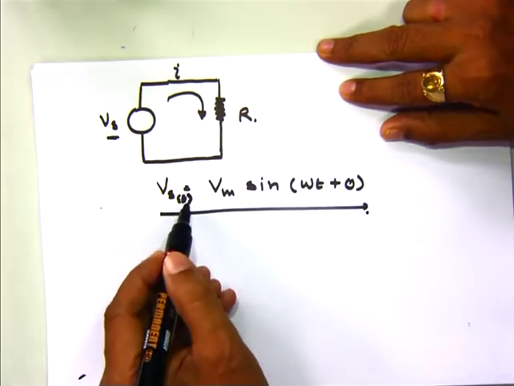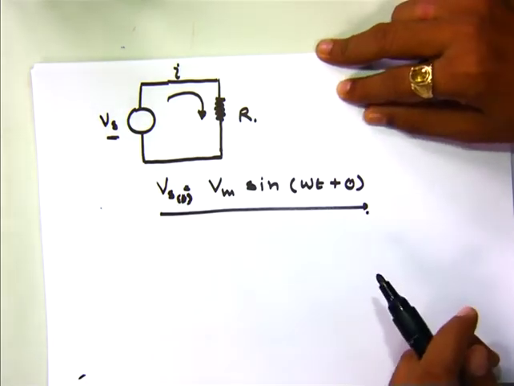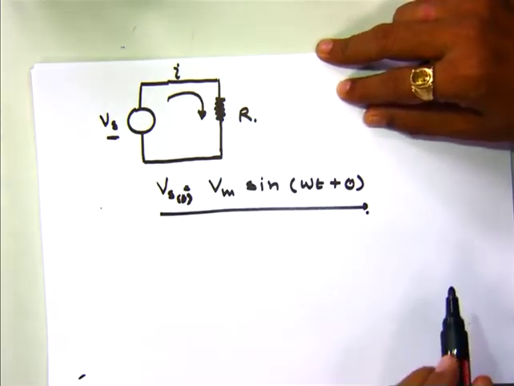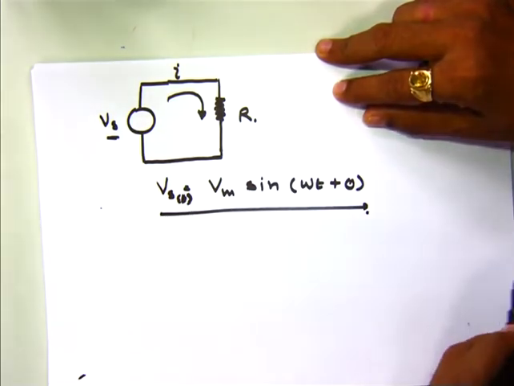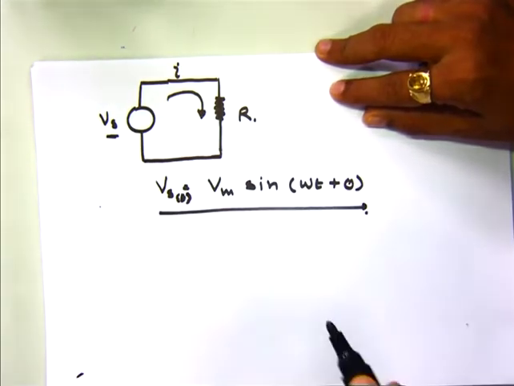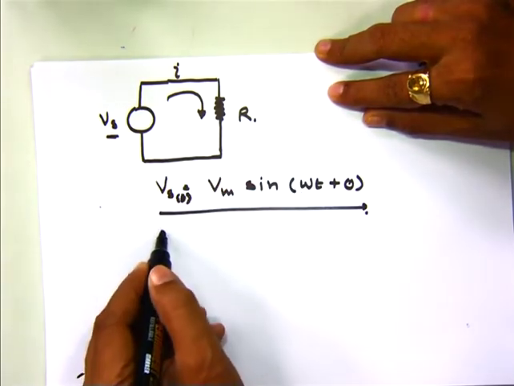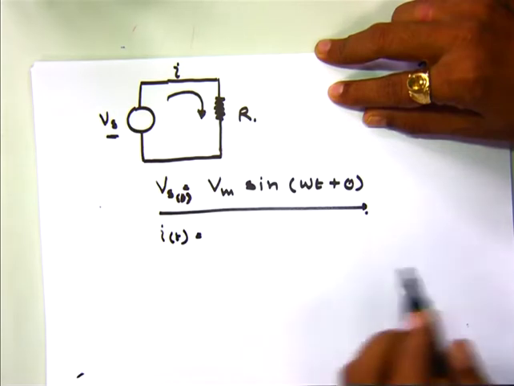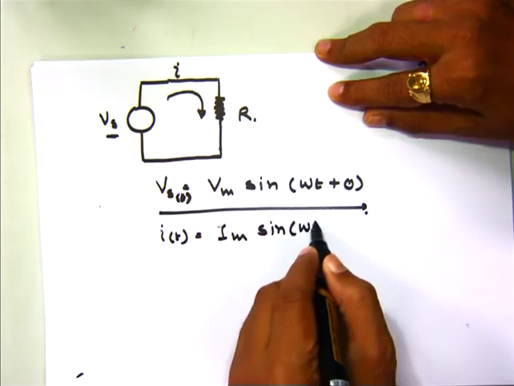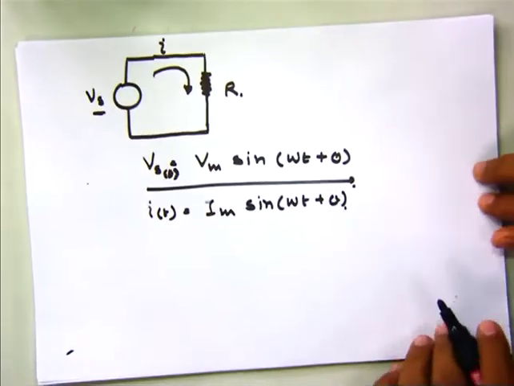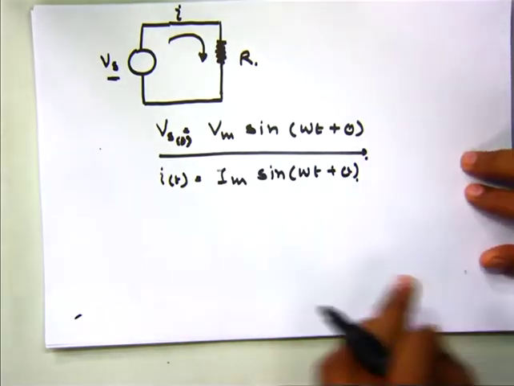So with respect to time, how the voltage is varying, at every instant of time we can get the value of the voltage. So this is known as the instantaneous value presentation. Similarly, when we apply this type of voltage to the circuit, we'll have current flowing through the circuit, and it can also be represented by Im sine omega t plus theta.